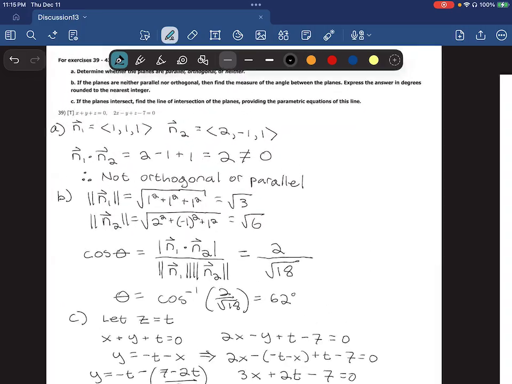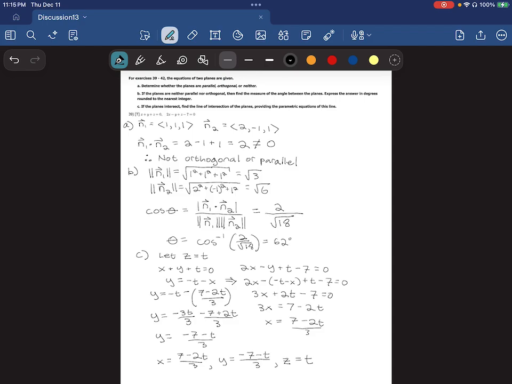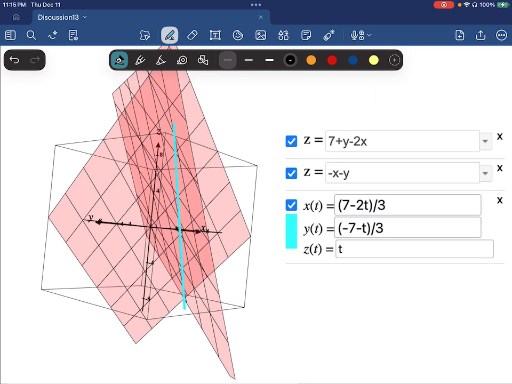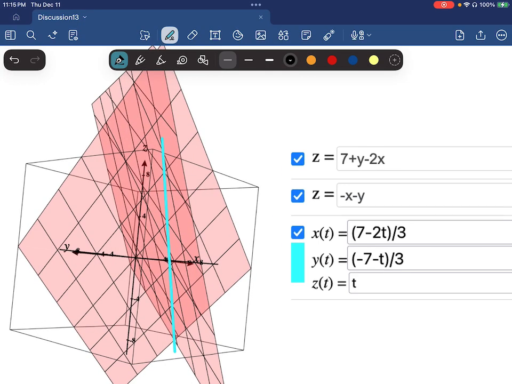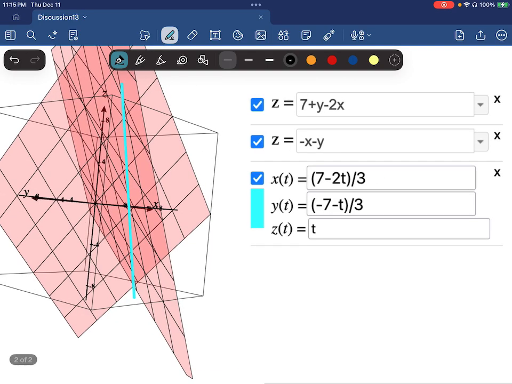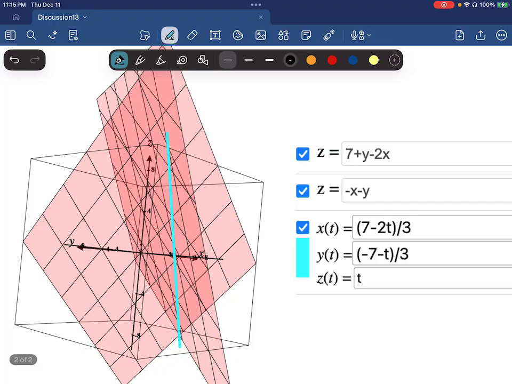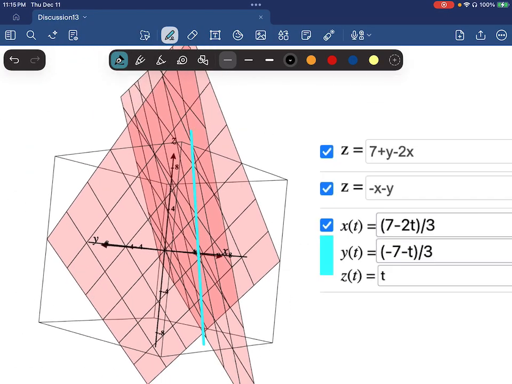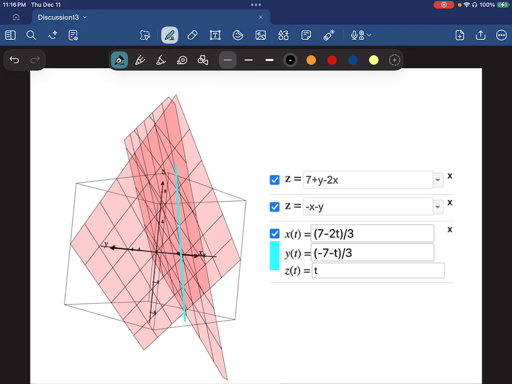So that is problem 39. And just one last thing. We're just going to look at this graph that I prepared to show that everything works out. So these are our two planes, and you can see the line of intersection right there. And it's hard to tell from just one angle, but everything does check out.